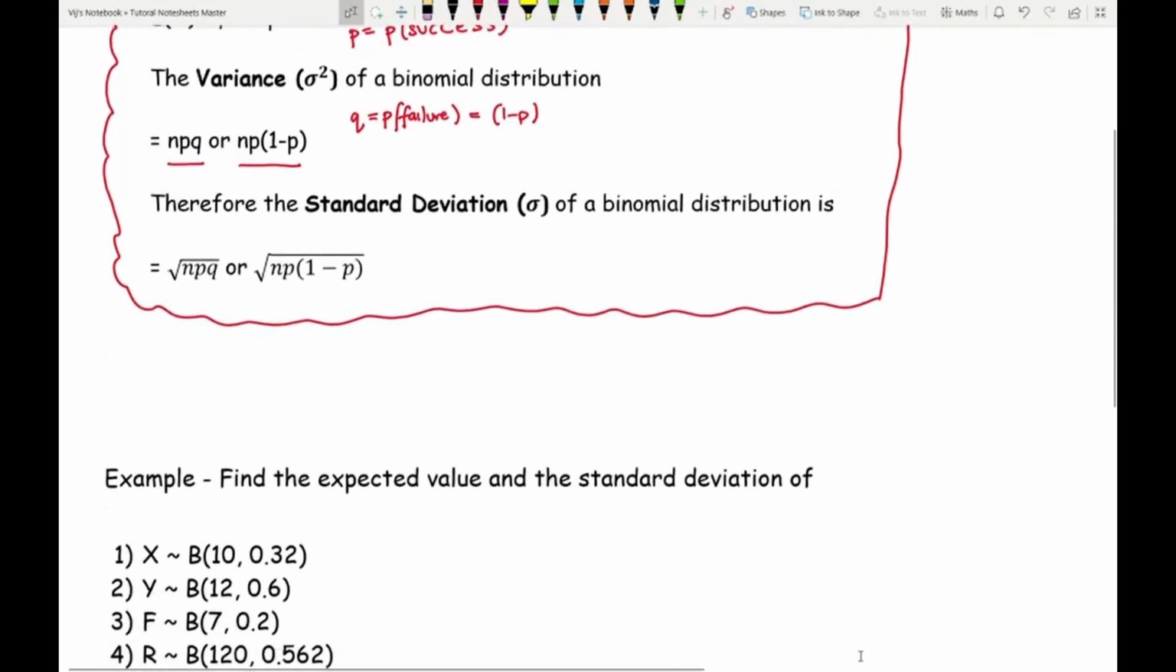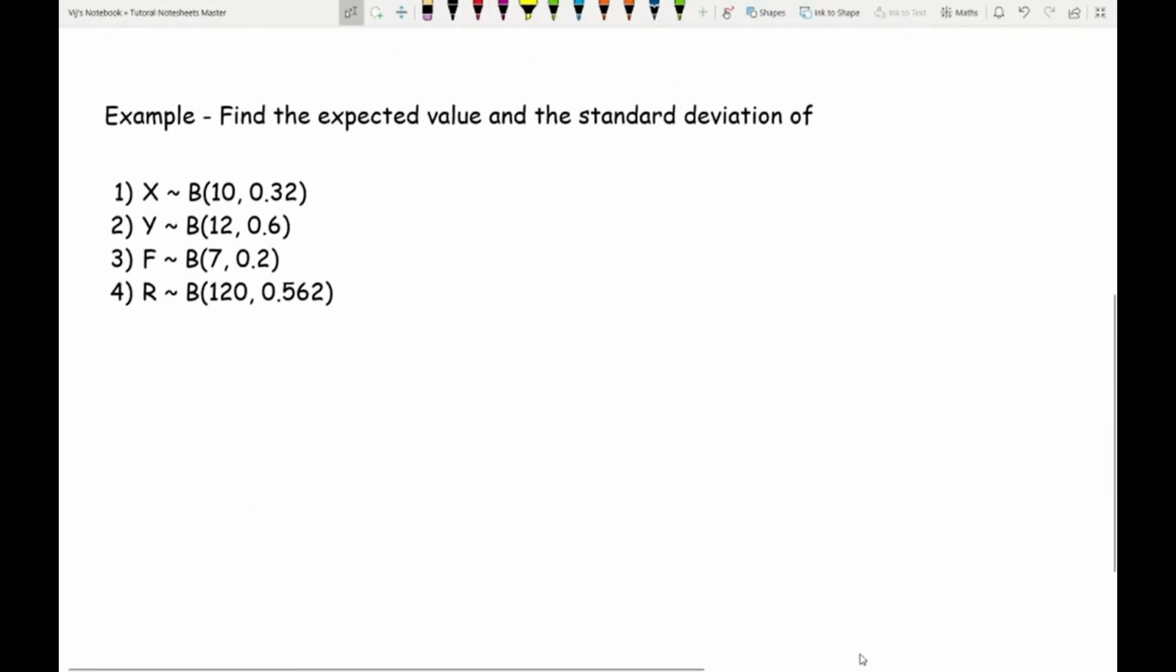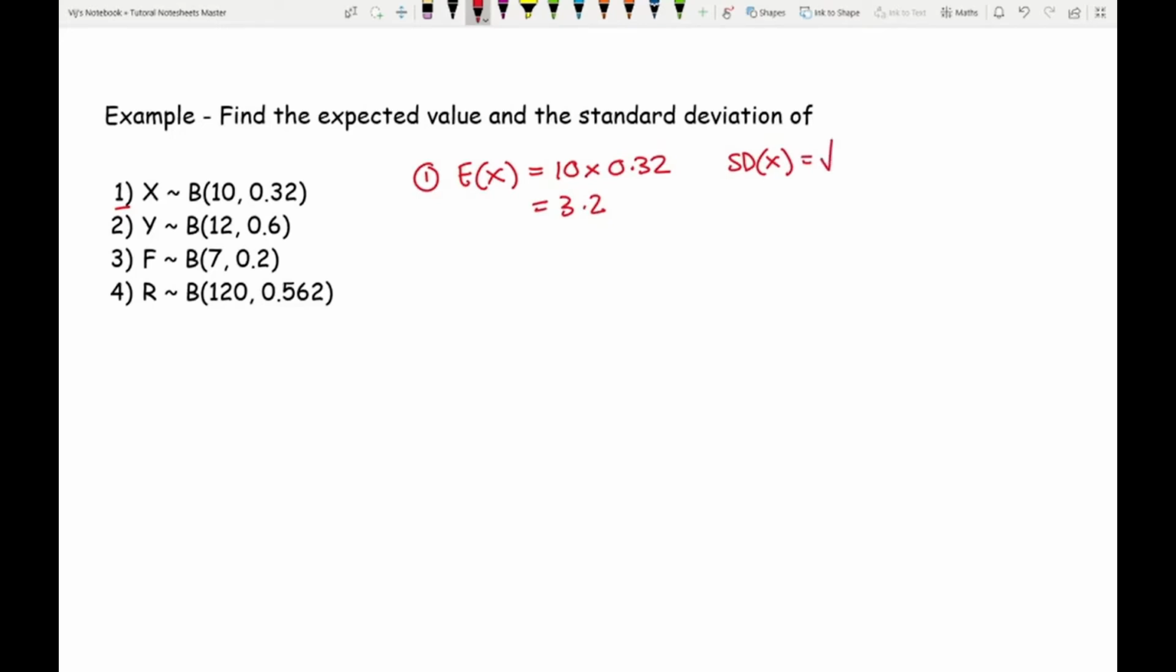So let's now have a look at some basic examples. Here we've got 4 different binomial distributions, all with different variables. So let's start off with the first one, which we'll do in red. So number 1, to work out E of x, all I need to do is multiply n by p, which is 0.32, and that's going to give me an answer of 3.2. Now, to work out the standard deviation of x, all I need to do is square root 10 times 0.32 times the probability of failure, which is going to be 0.68.